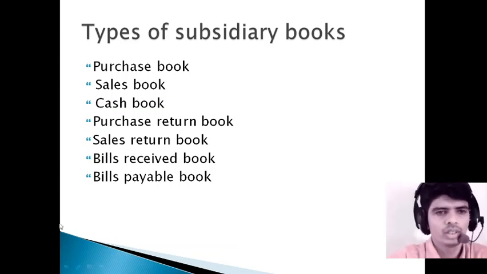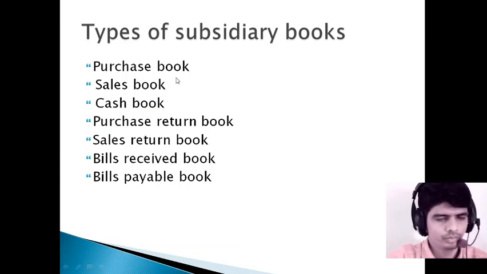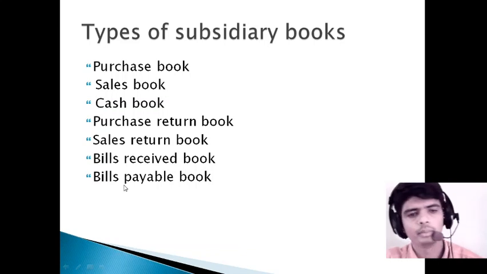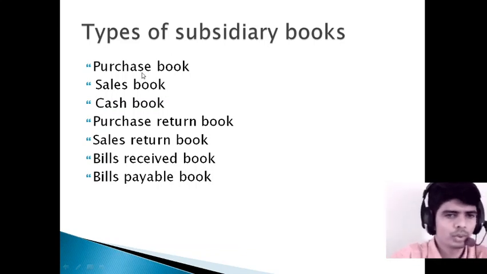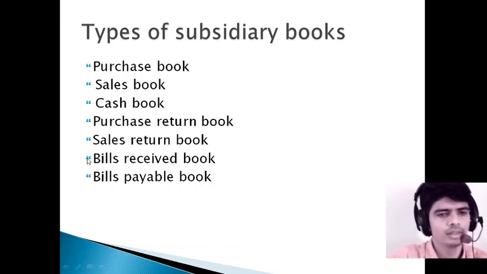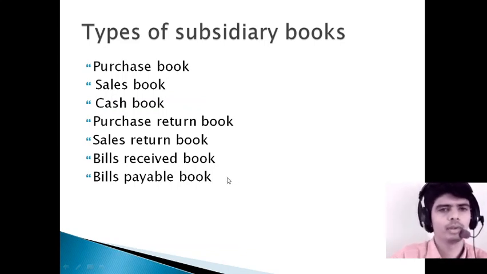First we are going to study the purchase book, then the sales book, then the cash book, then purchase return books, sales return books, and the bills receivable book and bills payable book. So in total there are seven types of subsidiary books: purchases, sales, cash, purchase return, sales return, bills receivable, bills payable. One by one let's try to understand.